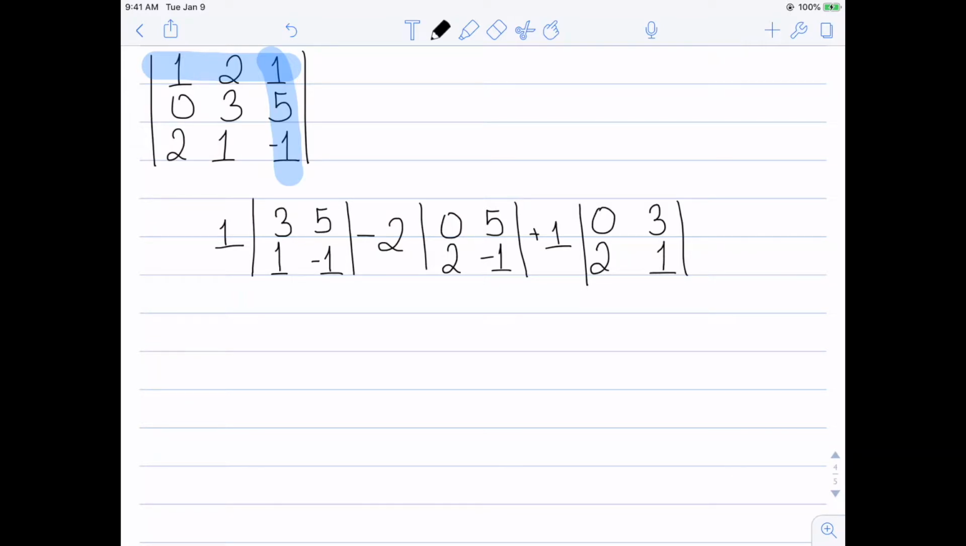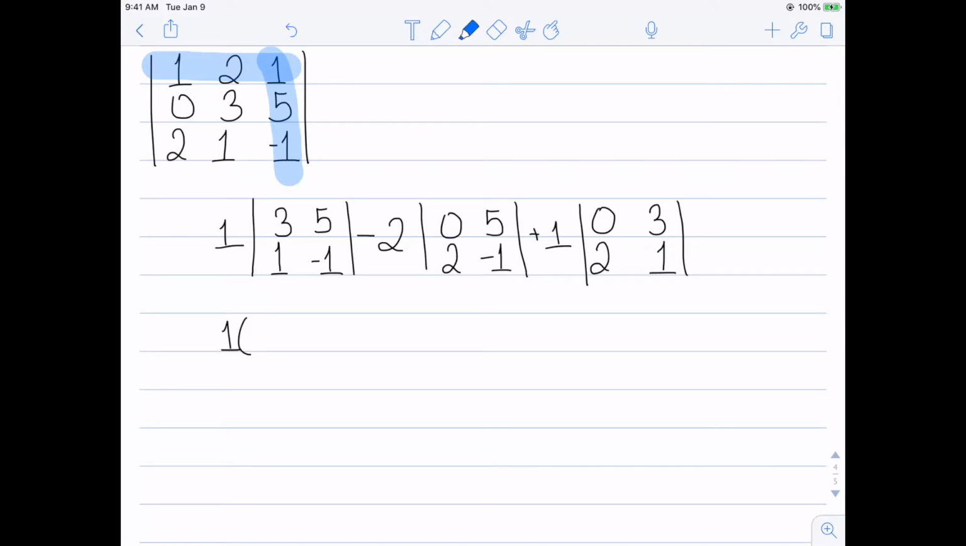We can then start simplifying, finding these 2 by 2 determinants. We started with a 3 by 3 and it broke down into 2 by 2 determinants. If we would have started with a 4 by 4, we would have broken it down to 4 3 by 3 determinants, which we would then have to repeat this process on to get it down to the 2 by 2.